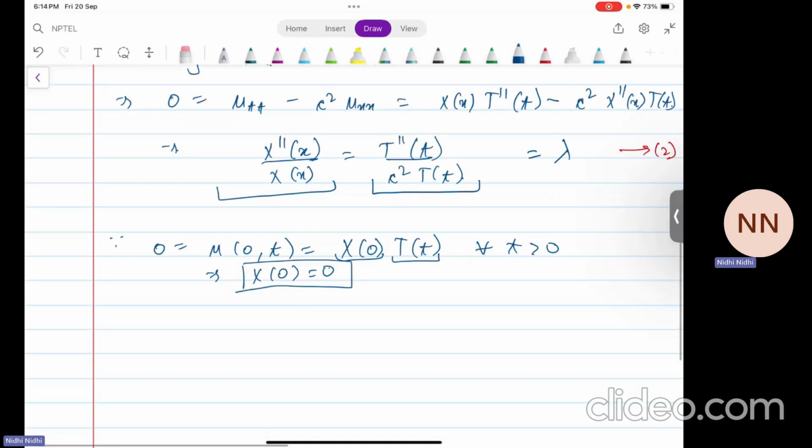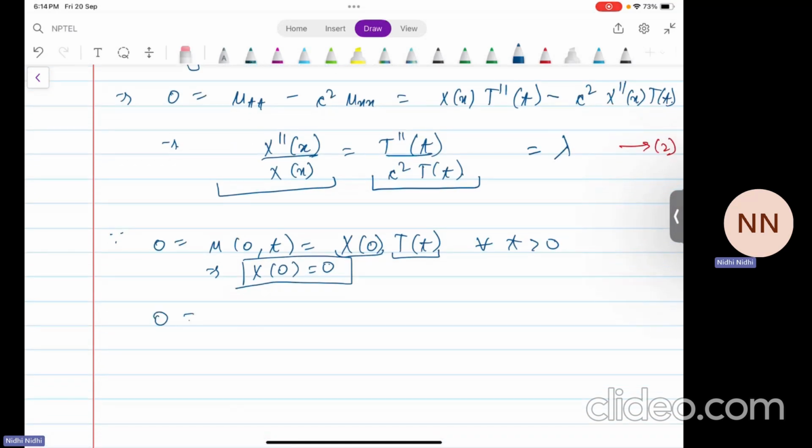The other condition was ut at L comma t. Now the derivative of u with respect to t at the point L comma t gives us X(L) T dash(t), because again X is independent of t, so differentiating with respect to t will give us this.